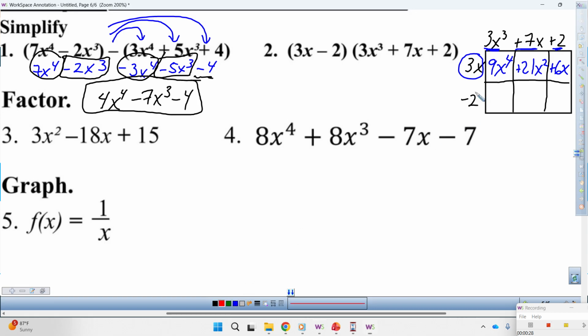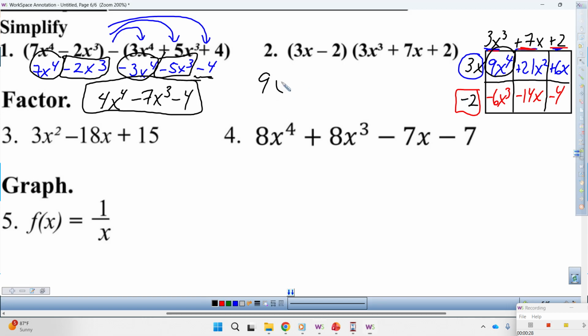And last but not least, the negative 2, we're going to multiply that times all three again. So negative 2 times 3x cubed, that's negative 6x cubed. Next, negative 2 times 7x, that's negative 14x. And negative 2 times positive 2 is negative 4. And then just to organize our polynomial, circle the highest degree. This is the highest degree. Is there another one? No.